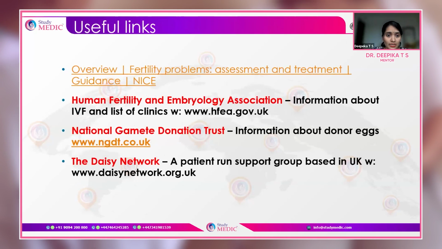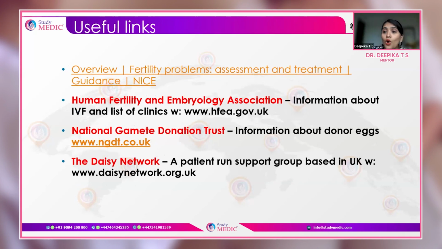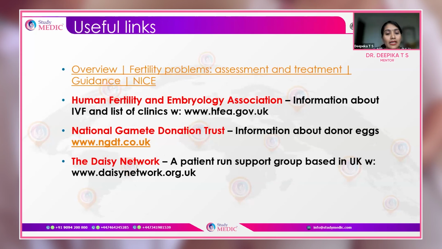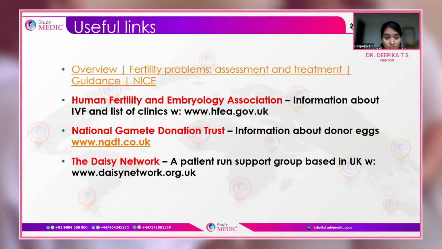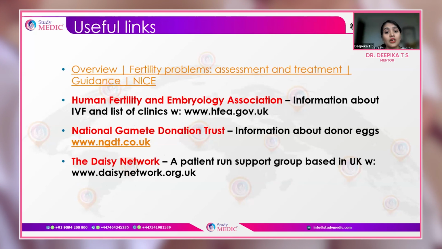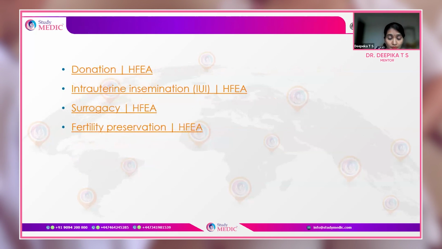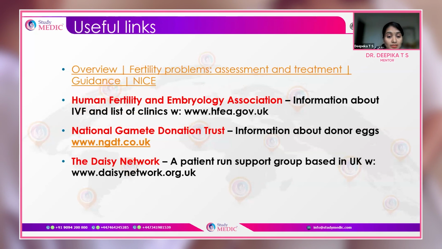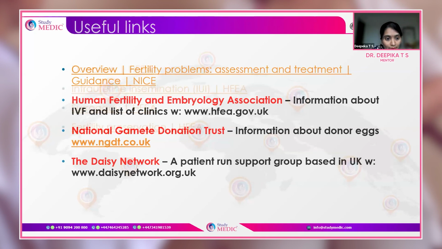So these are some useful links. Whenever you have a doubt, whenever there is a disparity between TOG and NICE, always stick to NICE. This is the link for NICE guidelines on fertility, and HFE, the National Gamete Donation Trust, and the DAISY Network. The National Gamete Donation Trust gives information about donor egg donation. In HFE, you get all the information about assisted reproductive technology like IVF, ICSI, donor programs, etc.